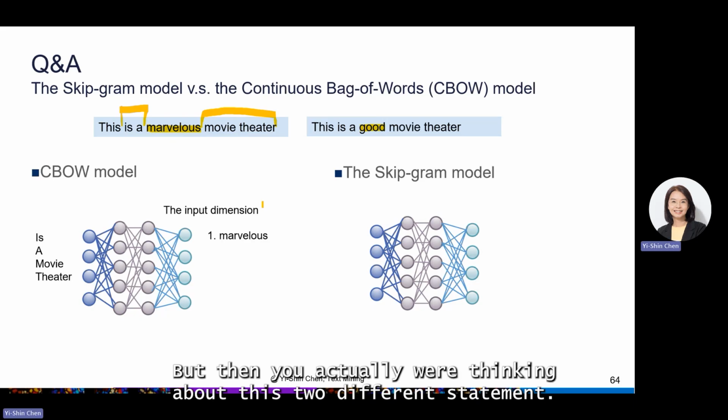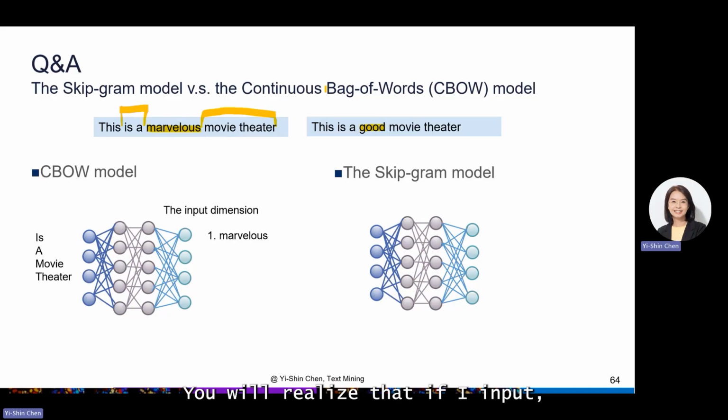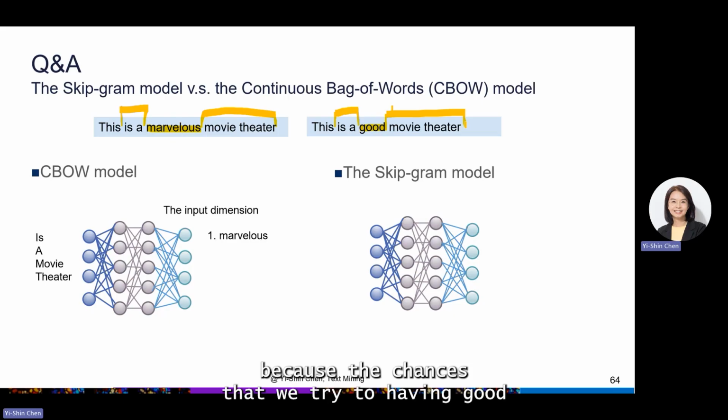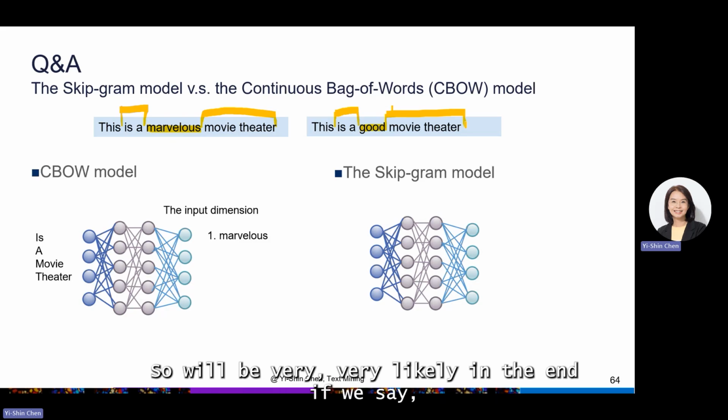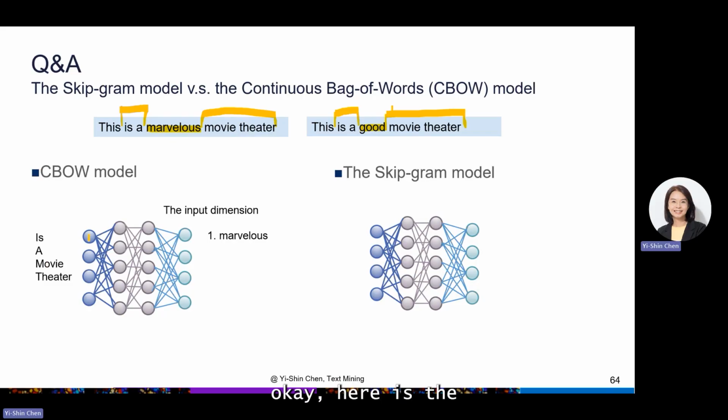But when you think about these two different statements, you will realize that if I input "is a" and "movie theater," then I have two possible answers. One is marvelous, one is good. However, because the chance of having good is a lot higher than marvelous, it will be very likely in the end if we say, okay, here is the input data.